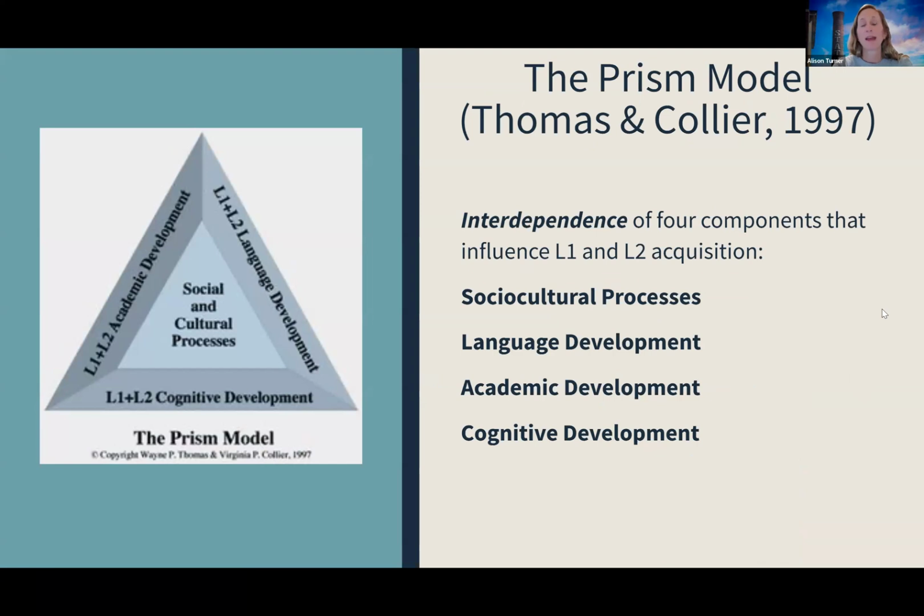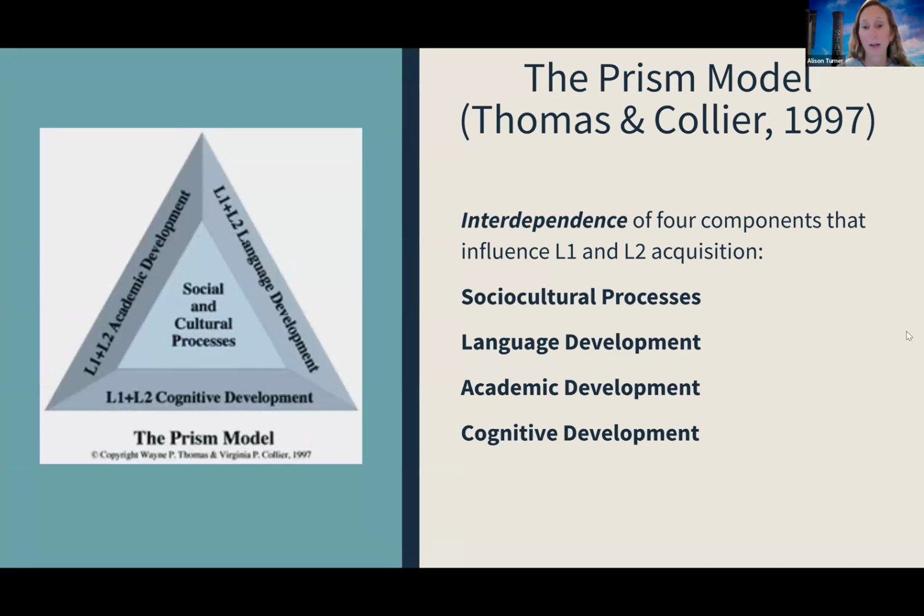So the PRISM model is one that is very influential in our field and one that we still reference today. And it essentially says that there are 4 components that influence both first language and second language acquisition. Remember that L1 just means first language and L2 is second language. So in our case, we also talked about it as a new language in case it's their third or fourth language. But those 4 components include sociocultural processes, language development, academic development, and cognitive development. And so all 4 of those really contribute to the language learning, the language acquisition of learners.